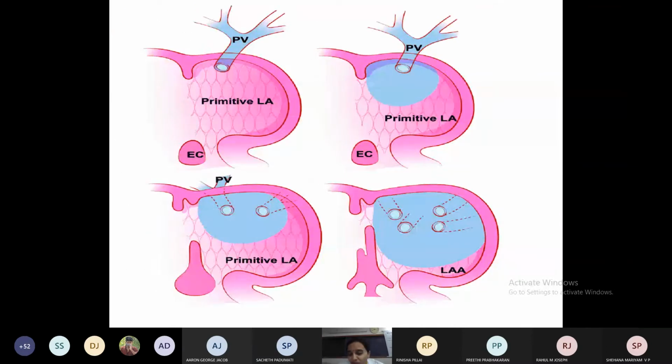So that is about the development of the right and left atrium and the interatrial septum. The interatrial septum is a very commonly asked question.